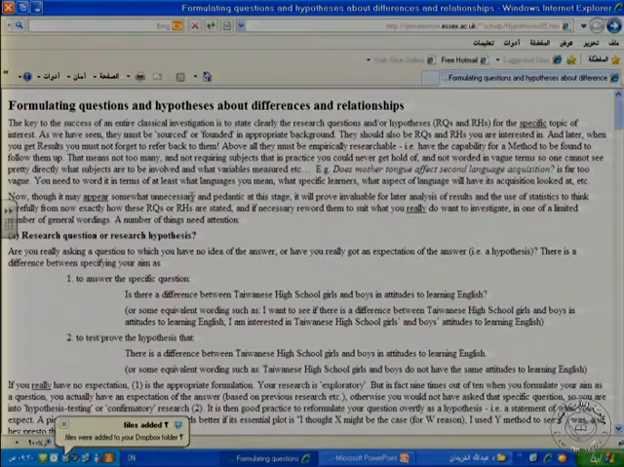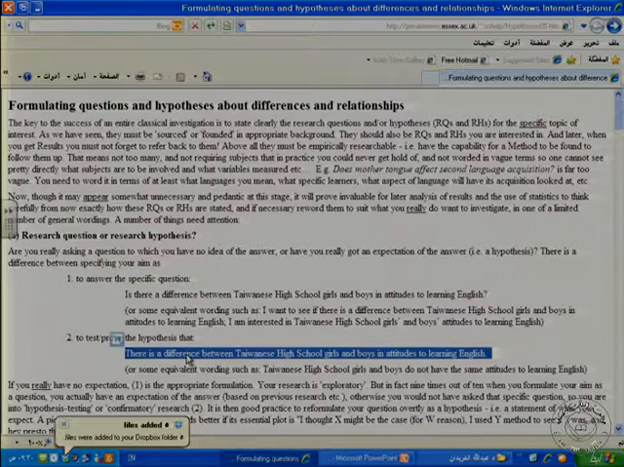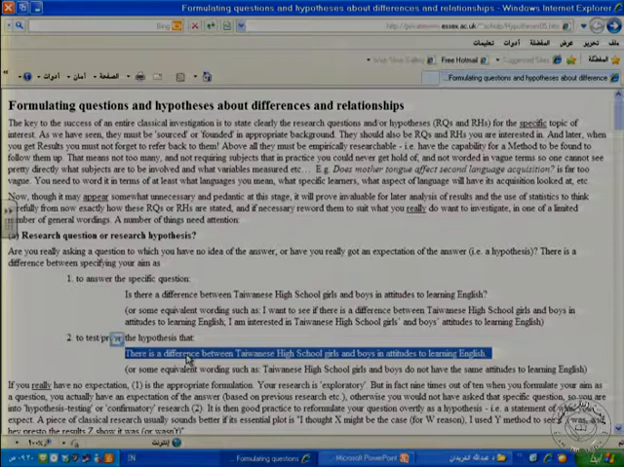Here we have a research question. Is there a difference between Taiwanese high school girls and boys in attitudes to learning English? Do they have different attitudes? Do you have a positive attitude towards learning English or a negative attitude? Is there a difference between boys and girls? This is a research question. A hypothesis would be there is a difference between Taiwanese high school girls and boys in attitudes to learning English.